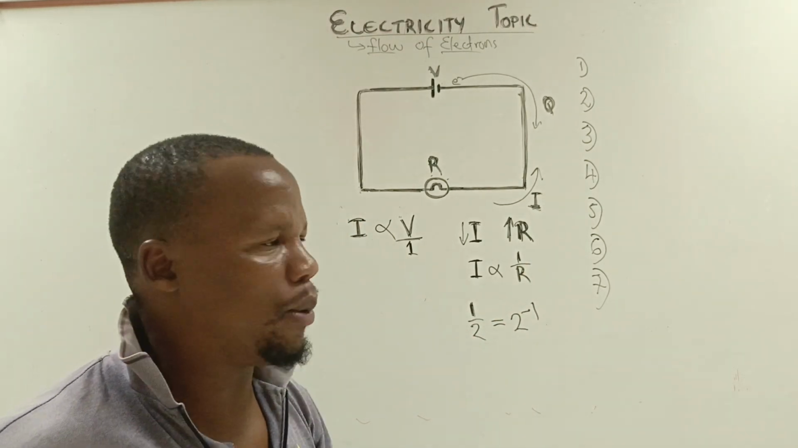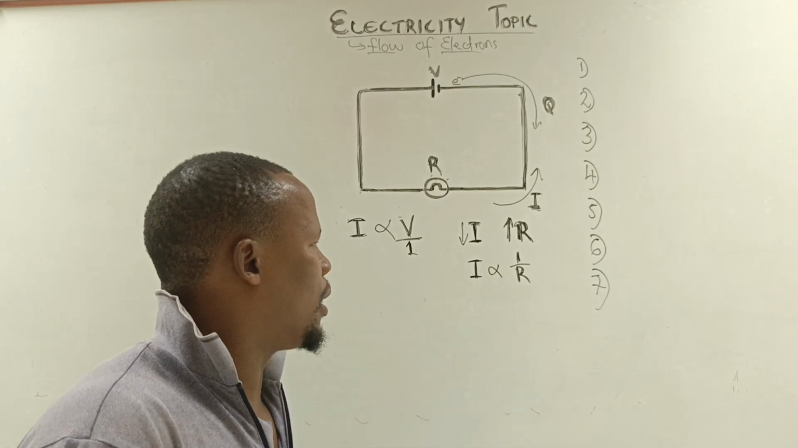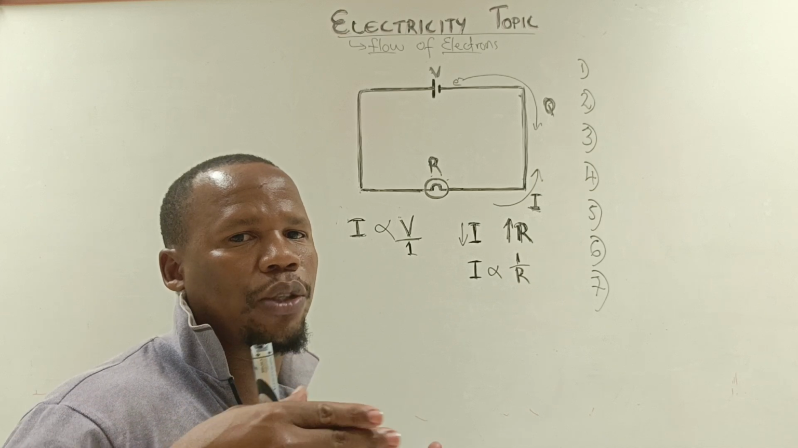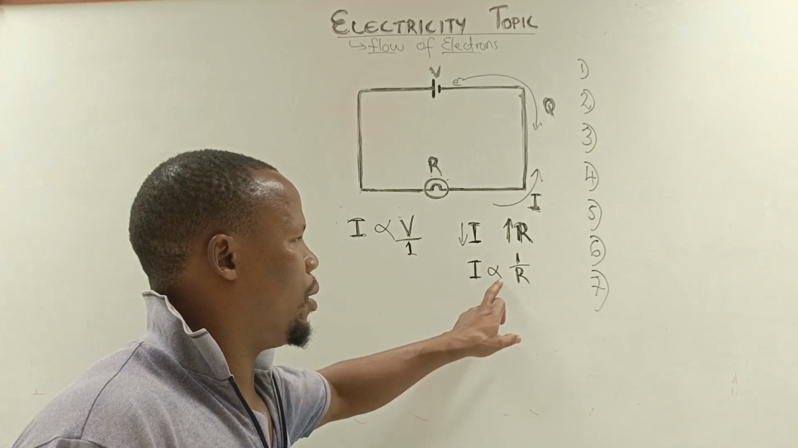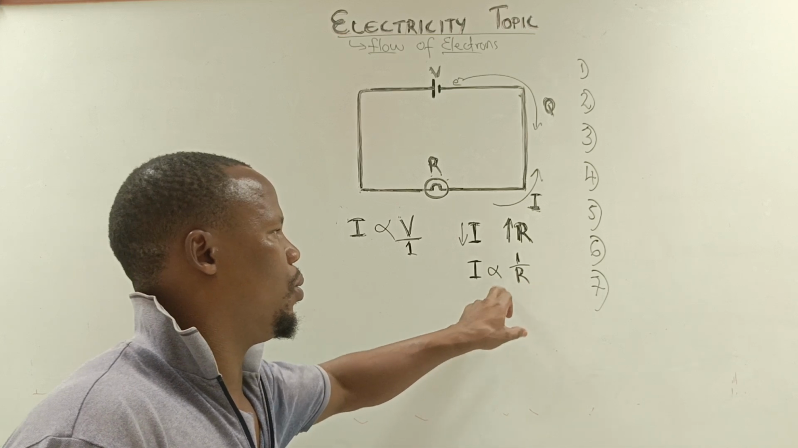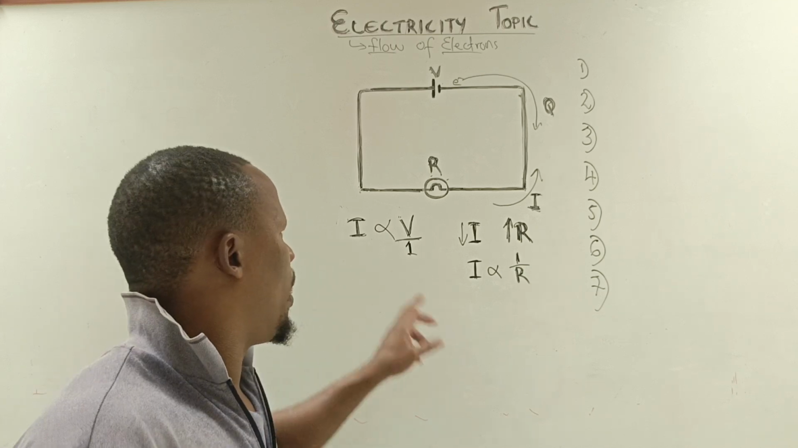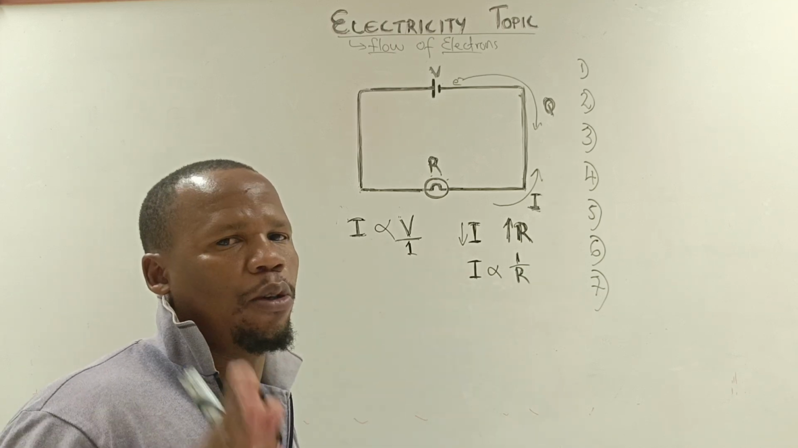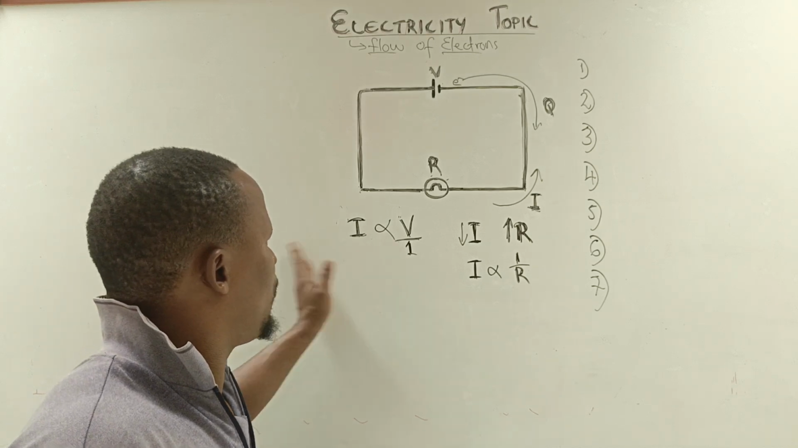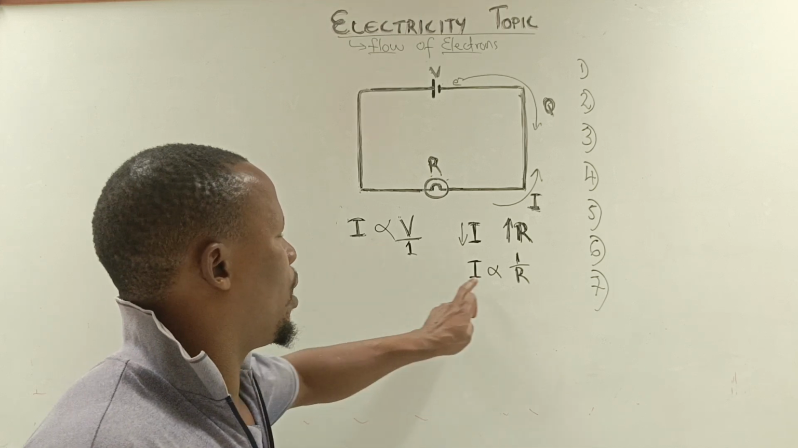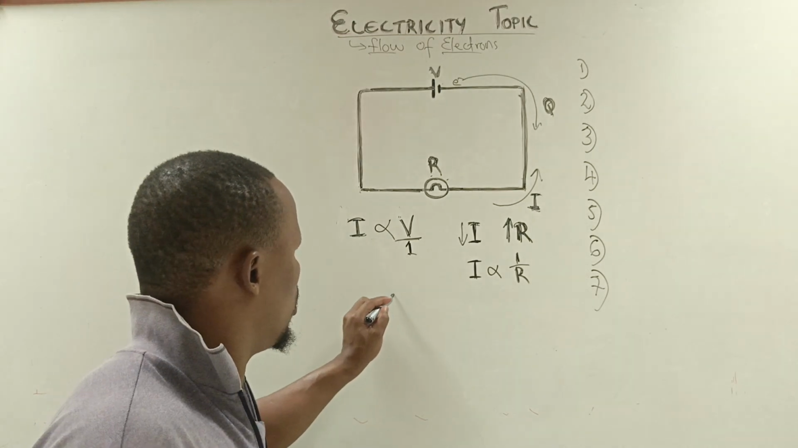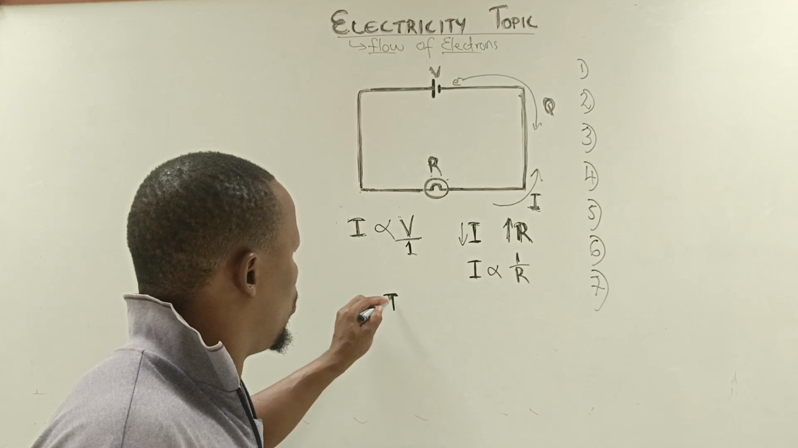It doesn't matter, you talk vocabulary in science, you talk vocabulary in math, because that's how you learn. Current is inversely proportional to resistance. So if you combine these two proportionalities, you are going to form an equation. On the left side of these proportionalities, you have I.